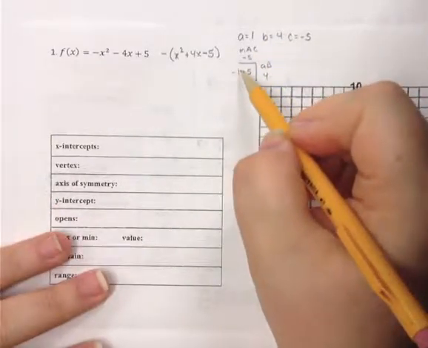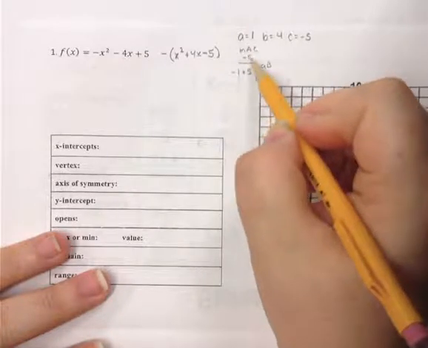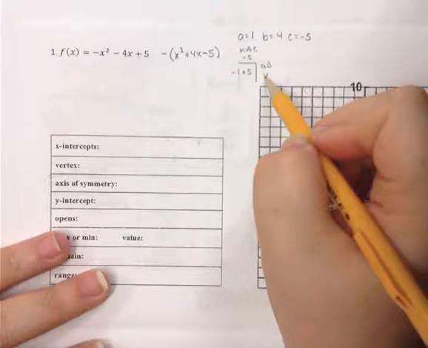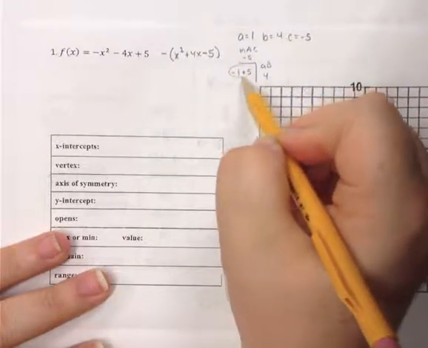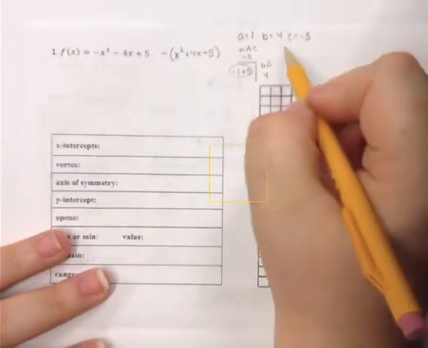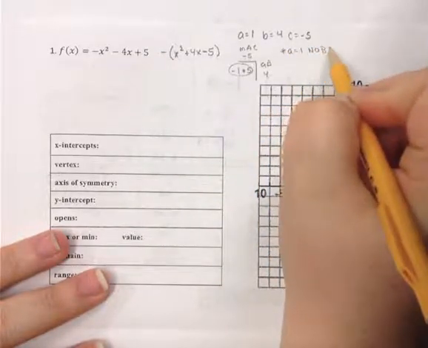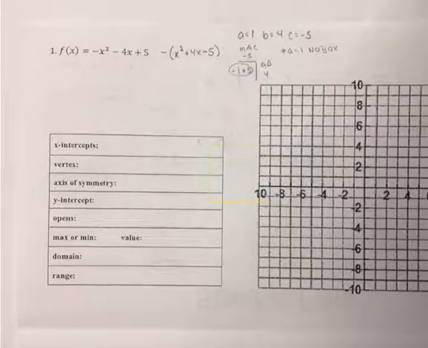This is a -1 times a +5, which does give us the -5. This is -1 plus 5, which does give us the +4. So this is good. And again, since A is 1, we do not use the box. We can go straight into our factored form.